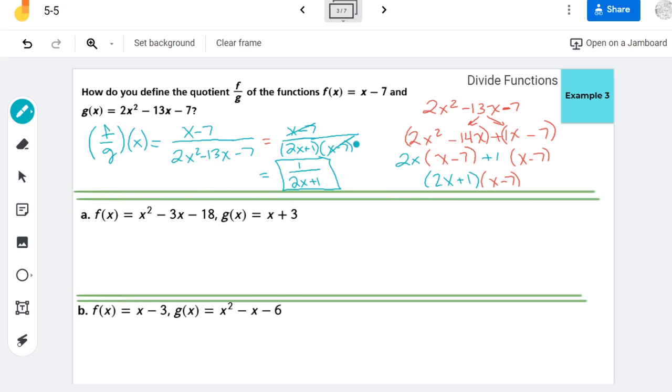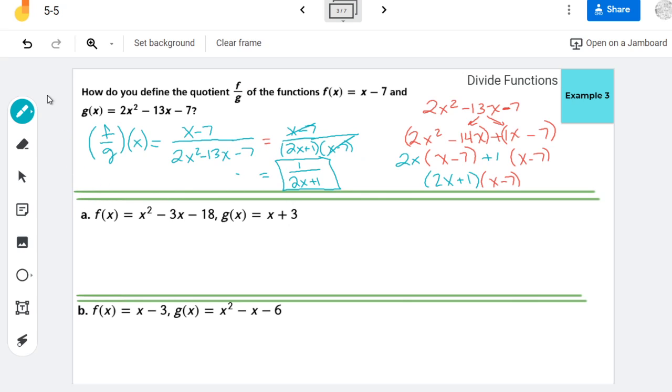Now I haven't stated any restrictions on here, right? Normally we would look at what would make the denominator equal to 0. I don't think Savvas will ask you for restrictions, but if it does, remember, before you cancel anything out, just say what would make each of these parentheses equal to 0. So negative 1/2 and 7.